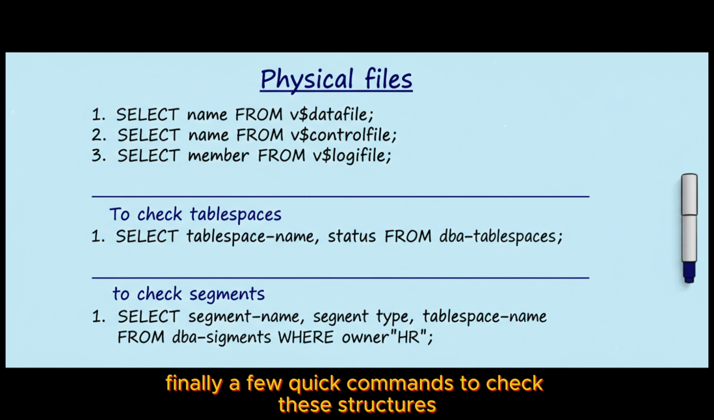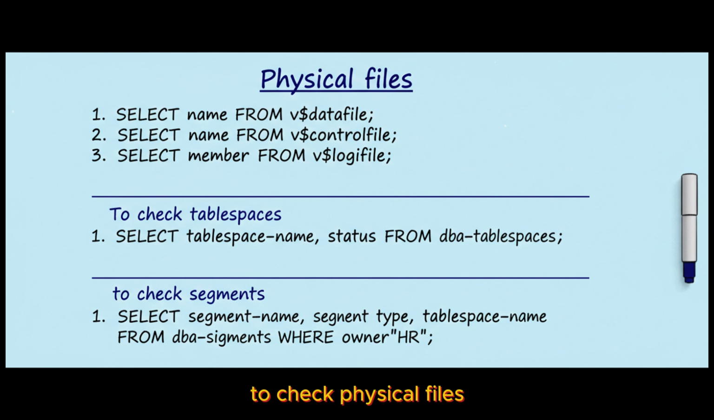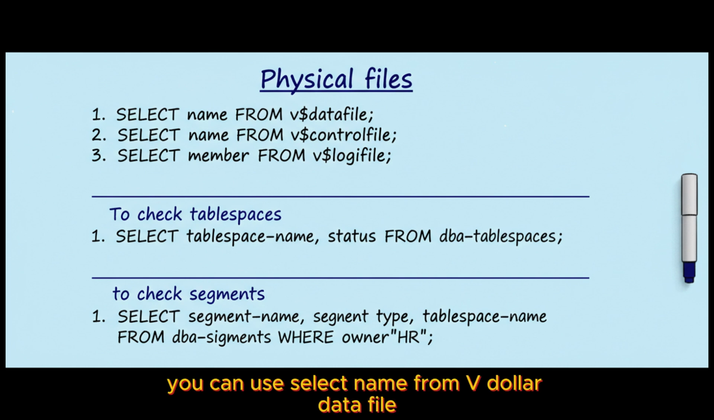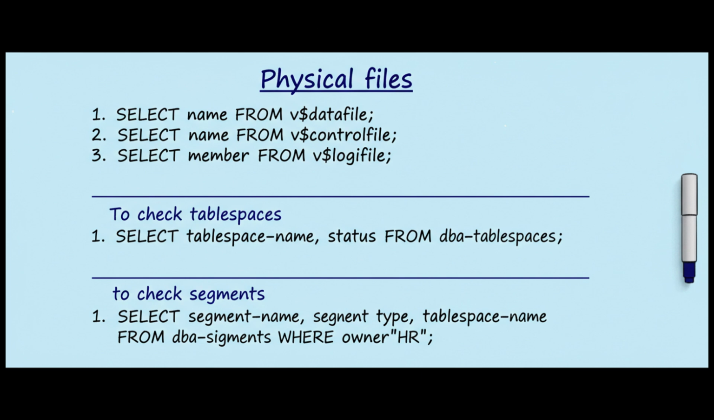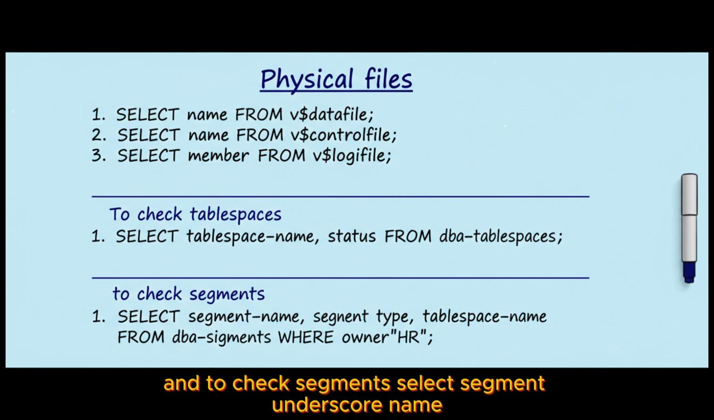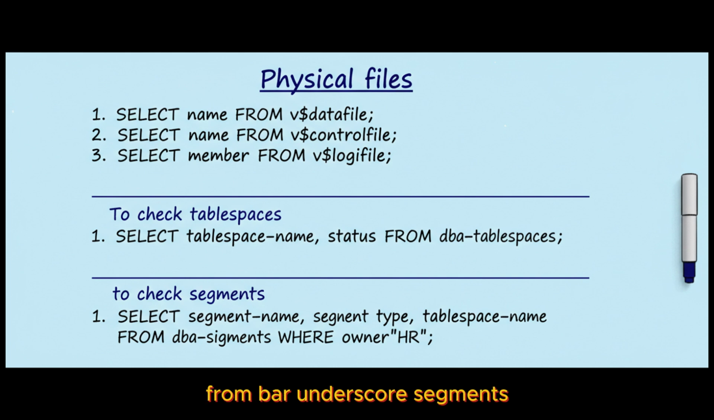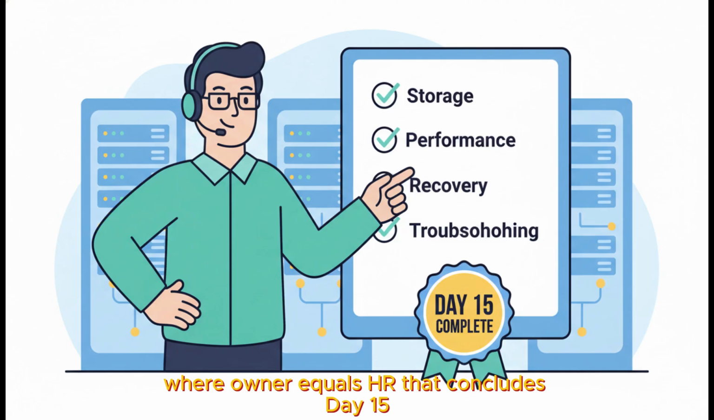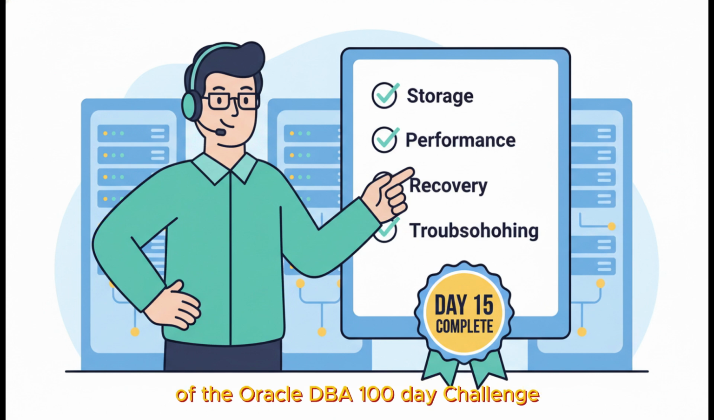Finally, a few quick commands to check these structures. To check physical files, you can use select name from v$datafile, select name from v$controlfile, select member from v$logfile. To check tablespaces, use select tablespace_name, status from dba_tablespaces, and to check segments, select segment_name, segment_type, tablespace_name from dba_segments where owner equals 'HR'. That concludes Day 15 of the Oracle DBA 100-Day Challenge.